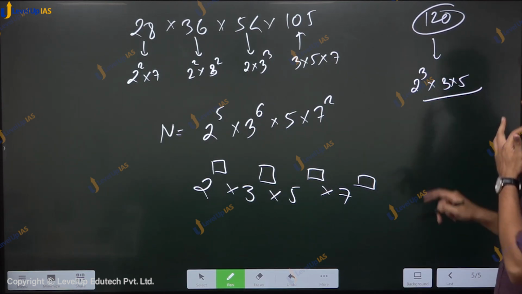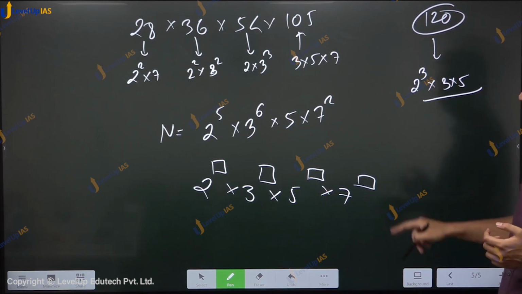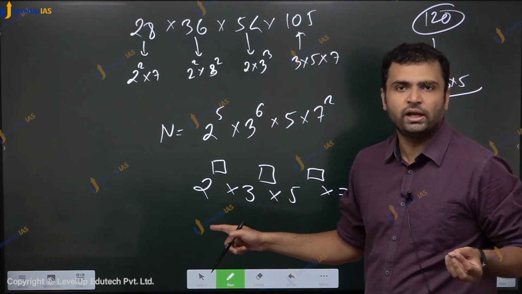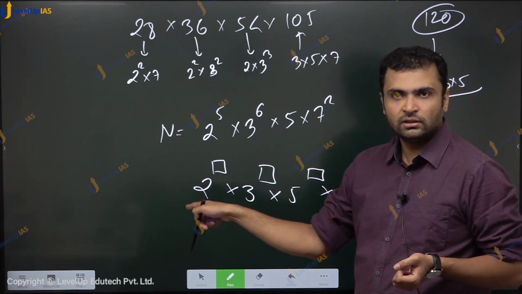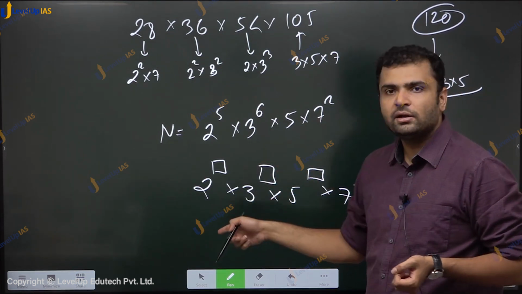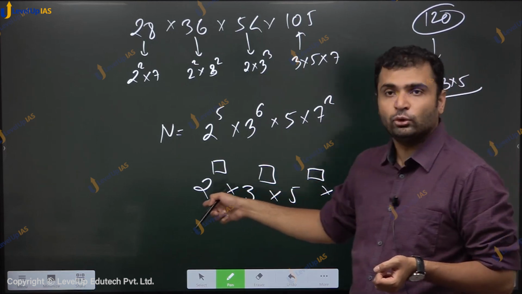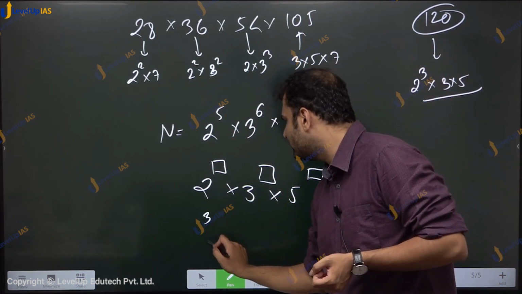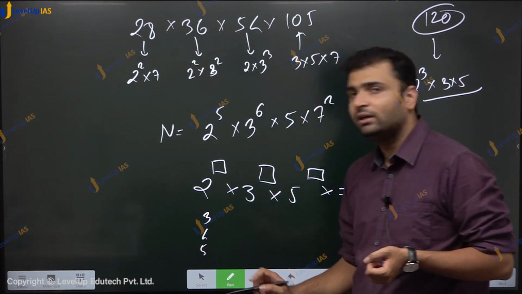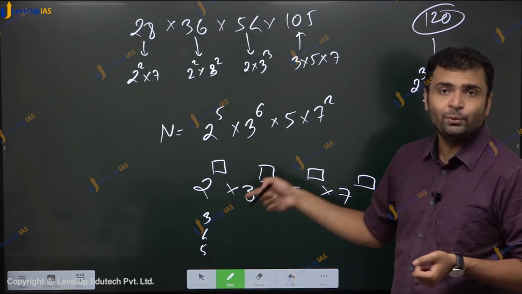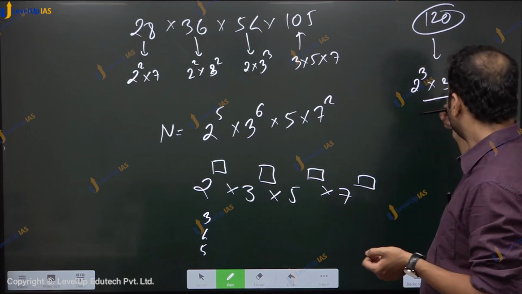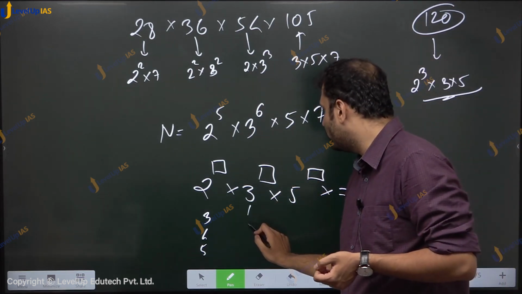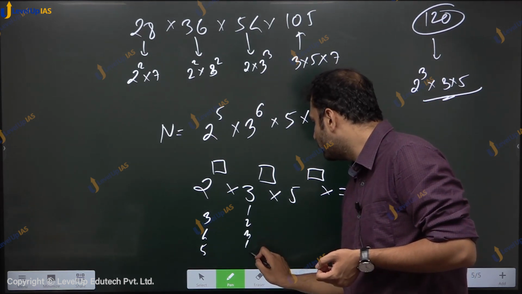120 has 2 to the power 3. For 120 to divide a factor, 120 has to be in it. So 2 has to be there at least 3 times, and it can be maximum 5. So 2 can be 3, 4 or 5. Then for 120 to be a factor, 3 has to come at least once, so 3 can be 1, 2, 3, 4, 5 or 6.